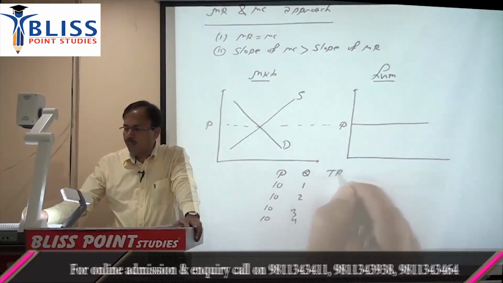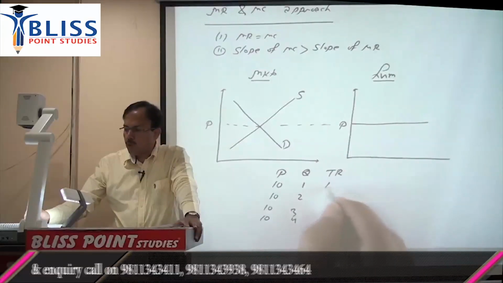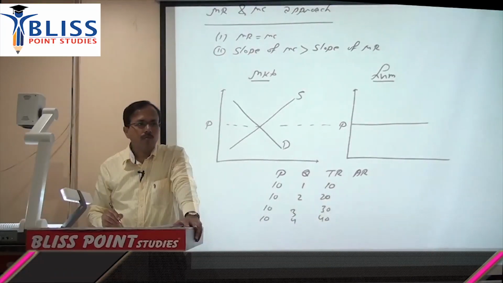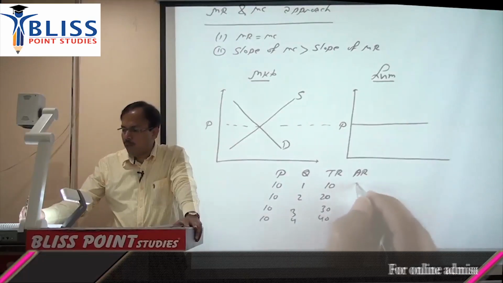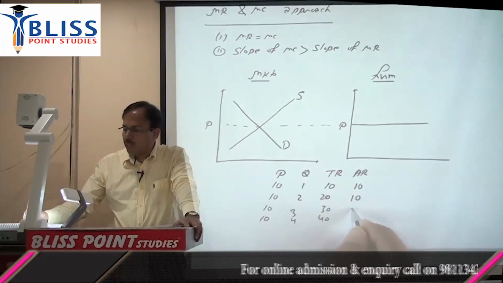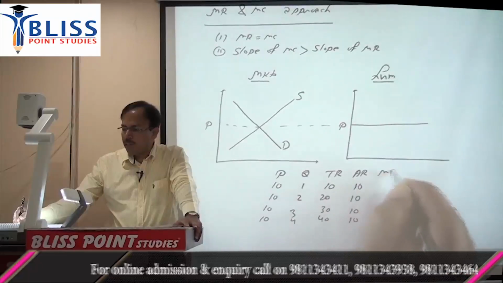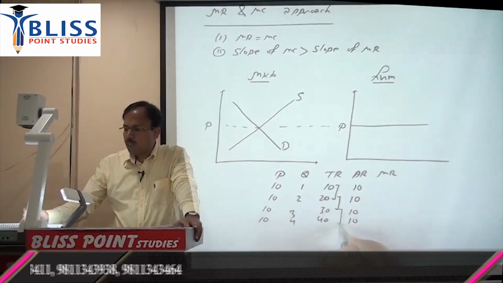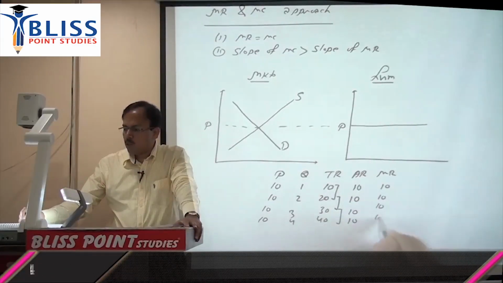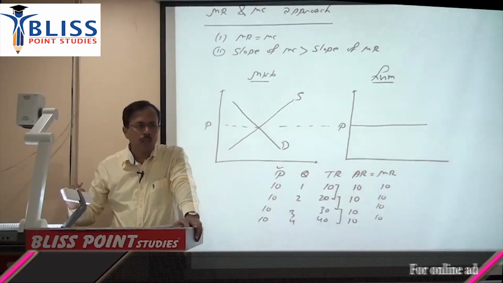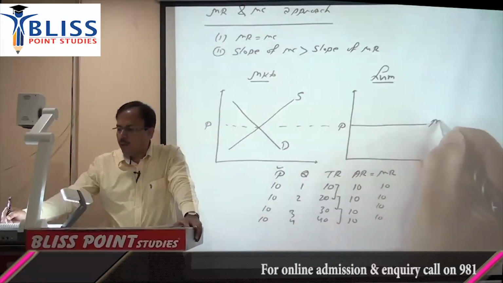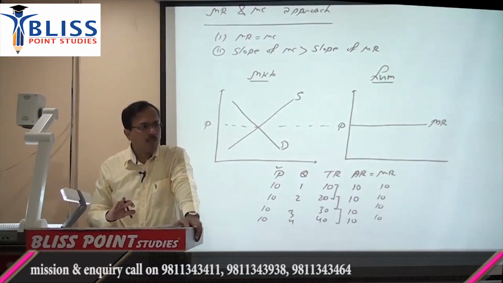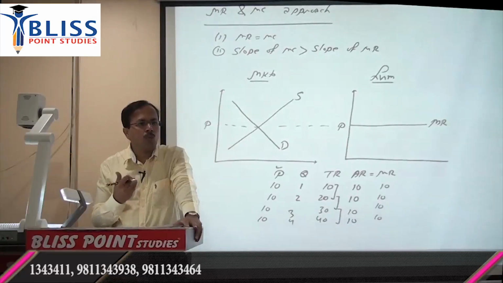So how will you calculate total revenue? P into Q, so that will be 10, 20, 30, 40. What will be AR? TR upon quantity, so 10 by 1, 20 by 2, 30 by 3, 40 by 4. And what is MR? MR is nothing but the change in total revenue, but every time the change in total revenue will be 10. So in fact AR is equal to MR, and that is equal to what? The value of price is also the value of MR, and AR will always remain that. So for one particular firm price is constant. The firm does not have to change the price in order to sell more.